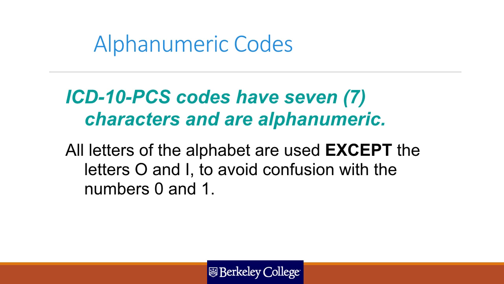ICD-10-PCS codes must have 7 characters. They can be numbers 0 through 9, or they can be all the different letters of the alphabet except the letter O as in Oscar and the letter I as in ice. They did that on purpose so the letter O doesn't get confused with the number 0, and the letter I does not get confused with the number 1.